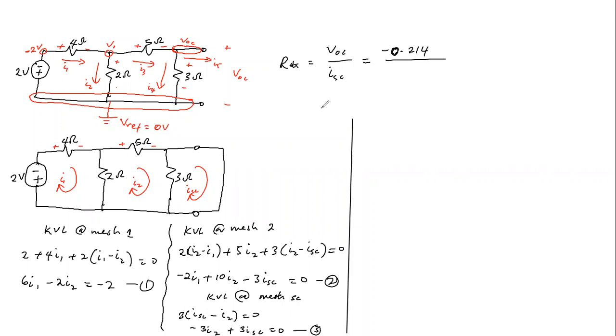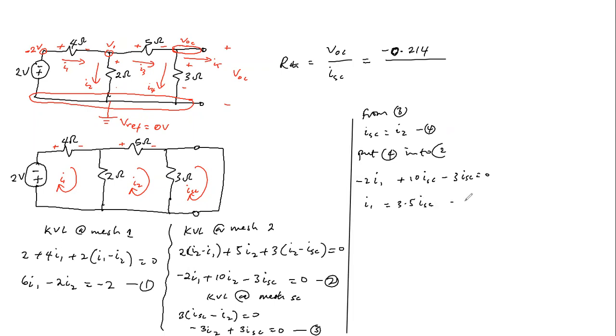Now, by resolving these three equations, from the third we have I2 equal to 3 ISC divided by 3, so I2 is the same as ISC. Let's say this is equation 4. If we put 4 into 2, then minus 2 I1 plus 10 ISC minus 3 ISC is equal to zero. So I1 here will be the same as 3.5 ISC. Let's say this is equation 5.